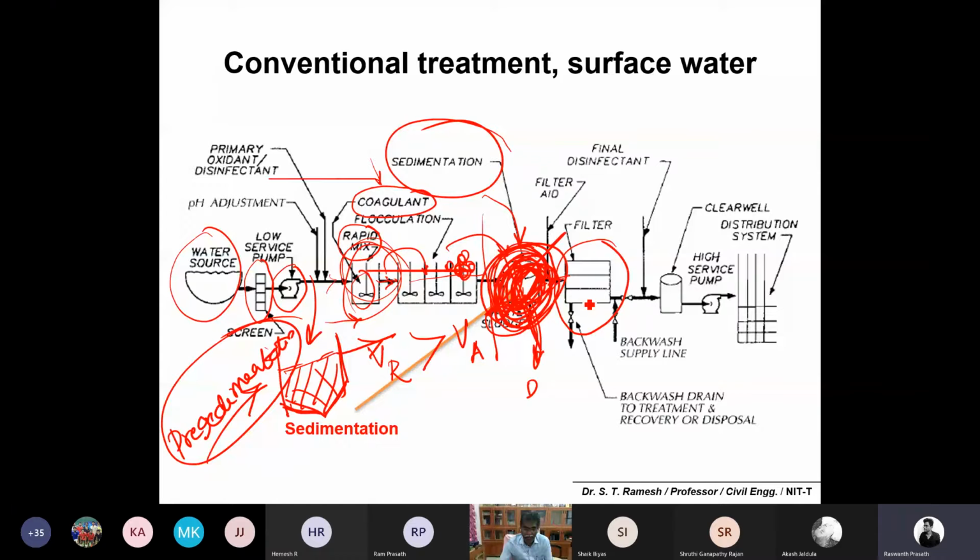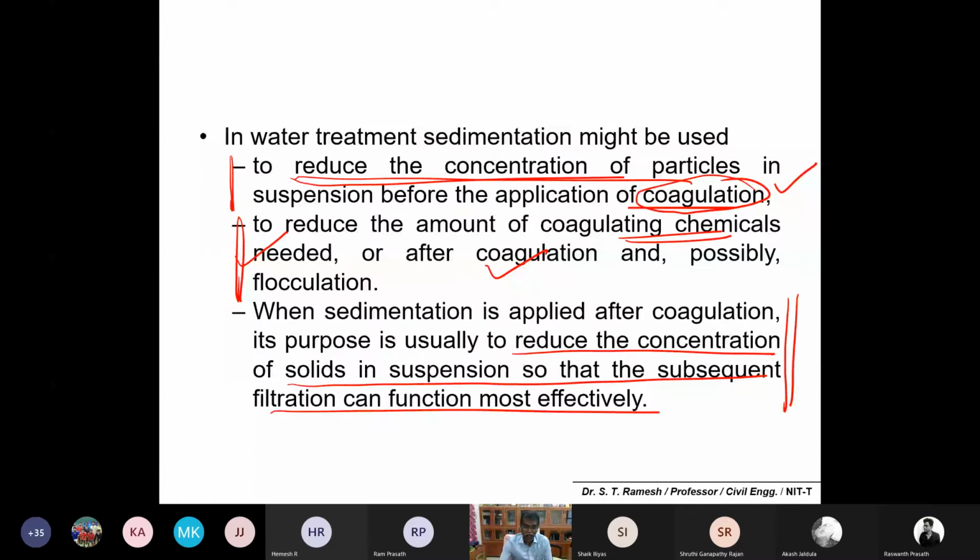Yes, sir. Please make a note, this point is important: where you can have your sedimentation. Sedimentation can be pre-sedimentation or post-sedimentation. Pre-sedimentation may be helpful to remove a larger amount of suspended solids before getting into the coagulation or flocculation basin. And after flocculation, if you have sedimentation, it may remove as much as possible of the chemical flocs, thereby reducing the load on the filtration unit.